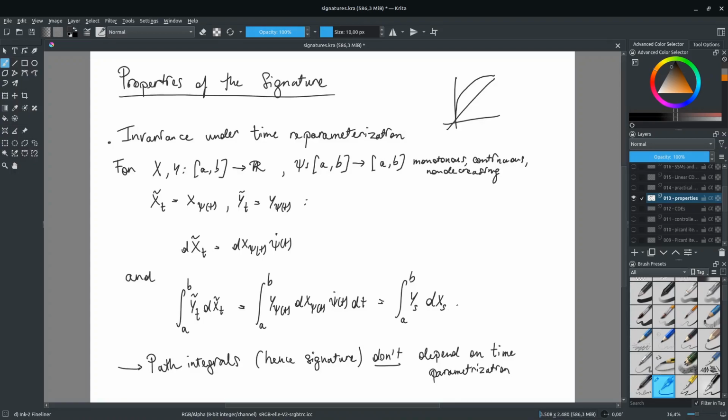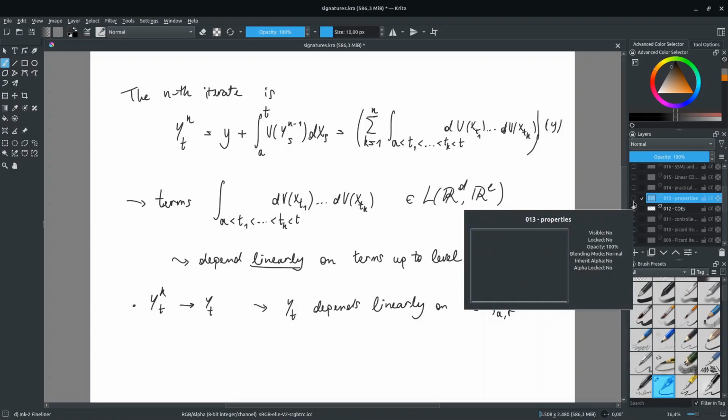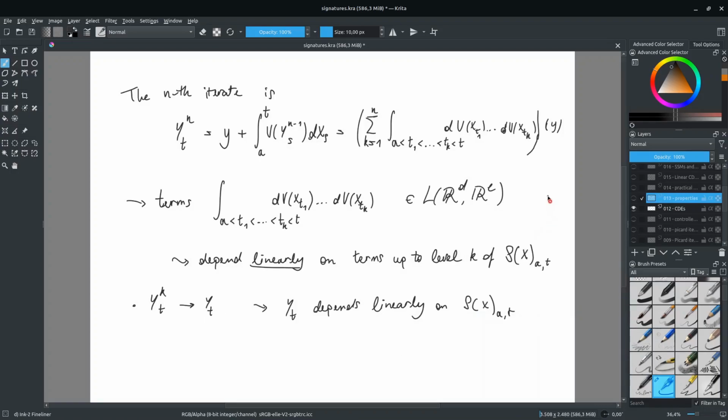Yes. So not the signatures, since signatures are invariant, and the repeated integrals are not invariant because they represent the solution to the differential equation, and they depend linearly. That means that whatever linear mapping there is, that thing must vary with the parameterization.